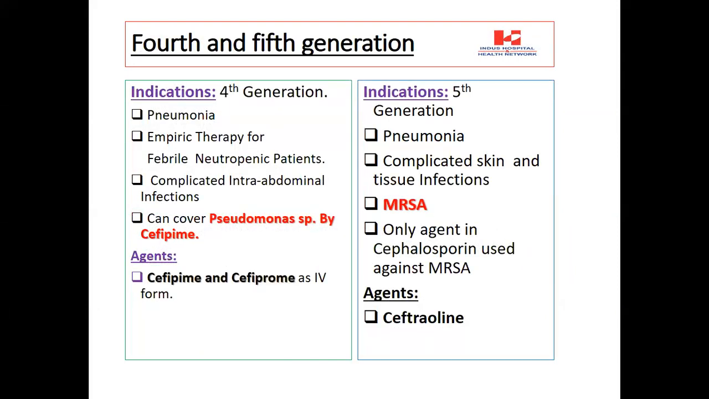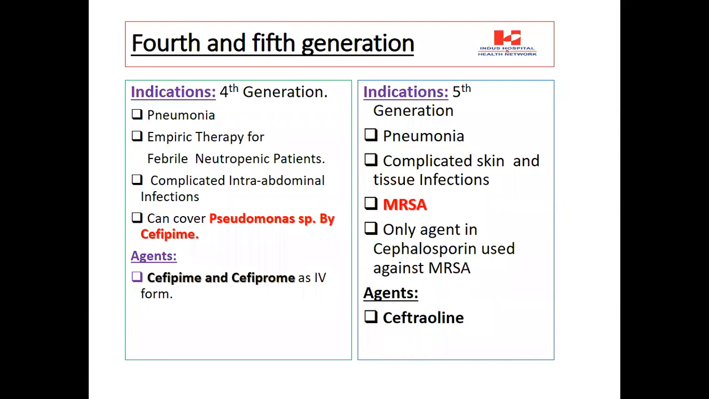Then we have fourth and fifth generation cephalosporins. Fourth generation is used for pneumonia, empiric therapy for the febrile neutropenic patient, and complicated intra-abdominal infections. It can also cover Pseudomonas. The example for fourth generation is cefepime.